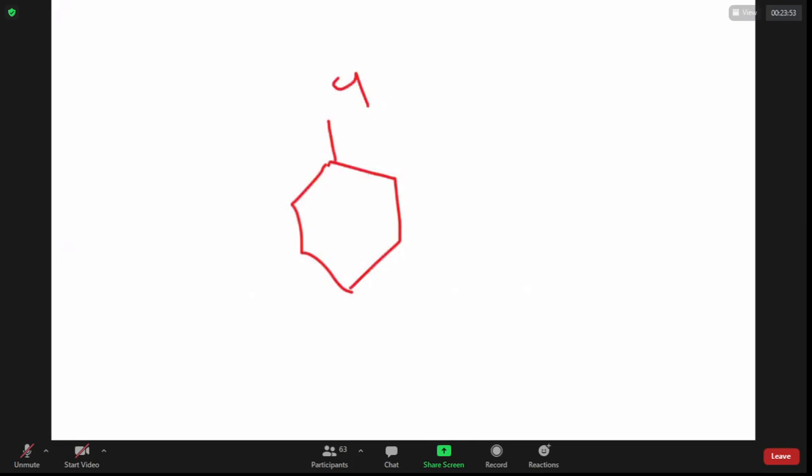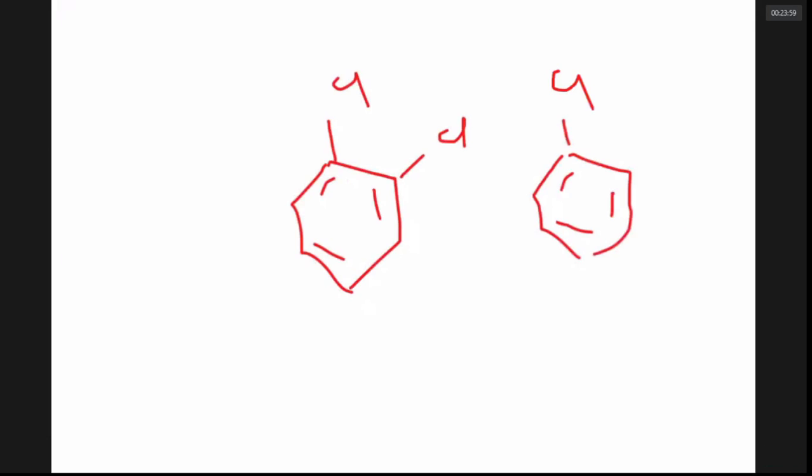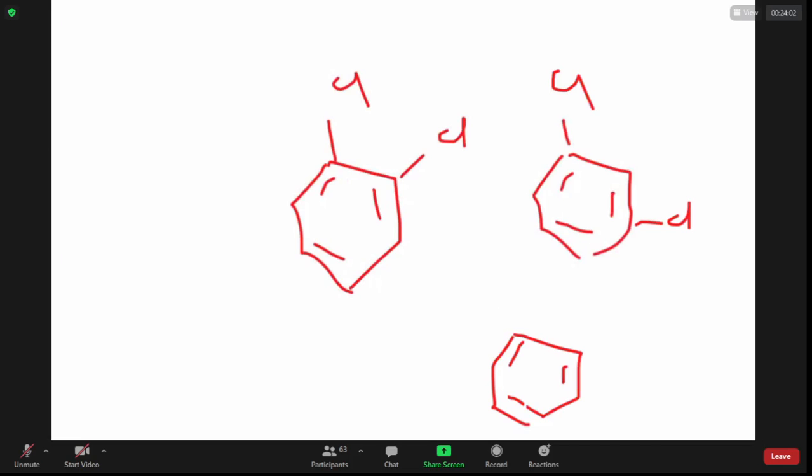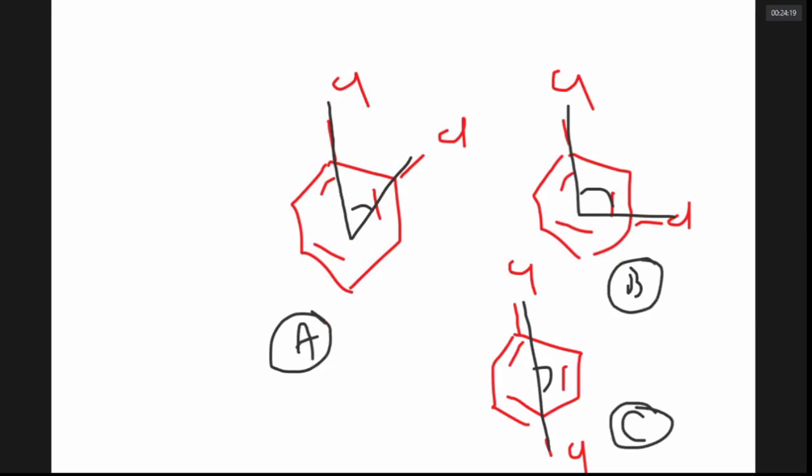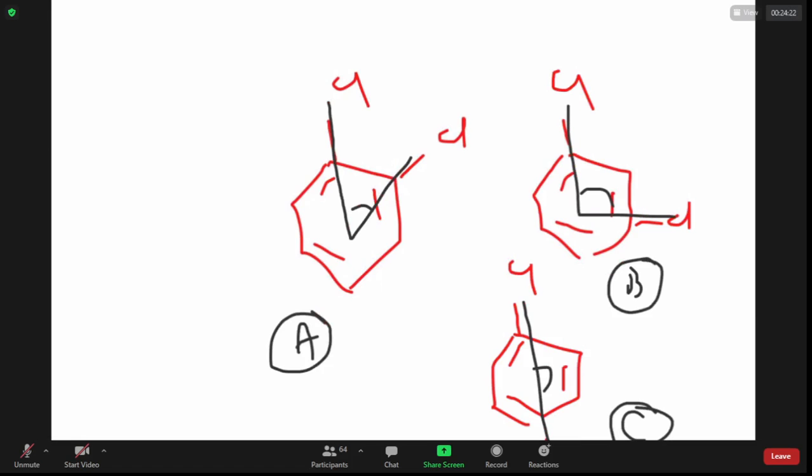Dipole moment is a very important parameter. If you take 1,2-dichlorobenzene, 1,3-dichlorobenzene, and 1,4-dichlorobenzene, you can imagine a line. This is the angle of separation. Which one is supposed to have more dipole moment? Ortho, meta, or para?